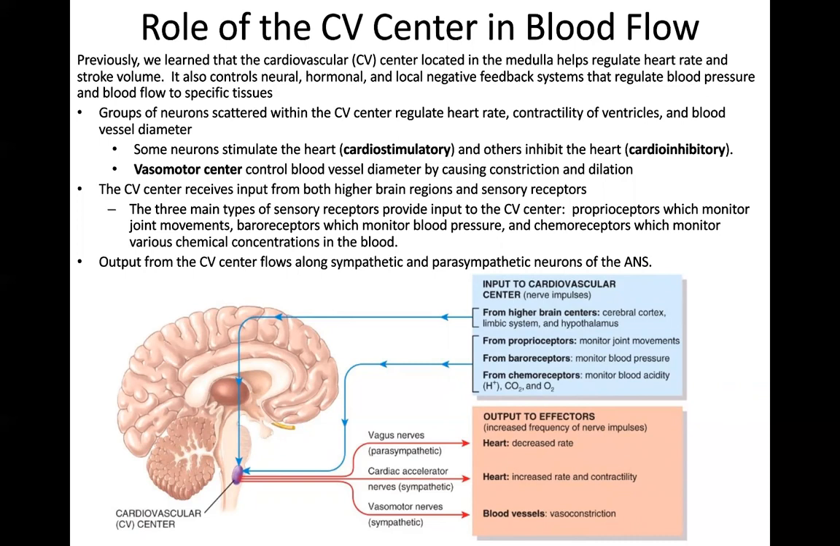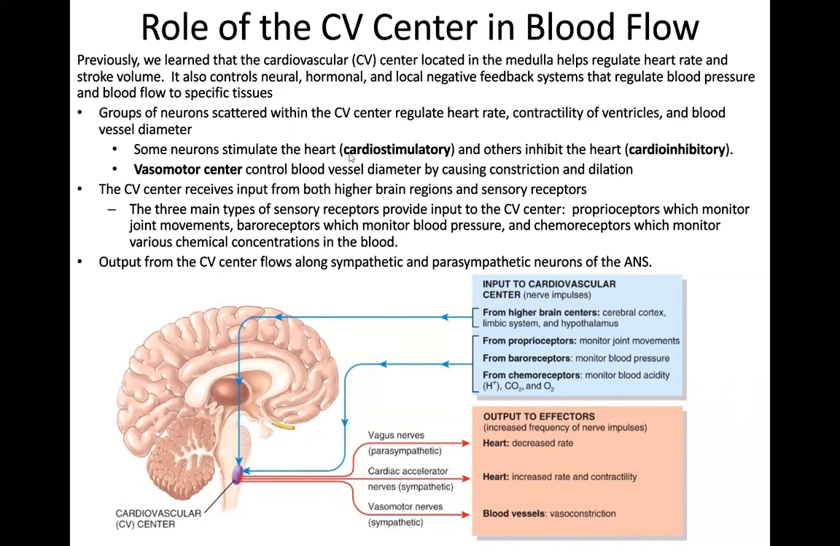Within our cardiovascular center are groups of neurons that regulate heart rate and contractility of the ventricles. Those neurons would be what we call the cardiac center. You also have what we call the vasomotor center, which affects your blood vessel diameter and thus most directly influences your blood pressure through either vasoconstriction or vasodilation. That vasomotor center controls blood vessel diameter by causing constriction or dilation.